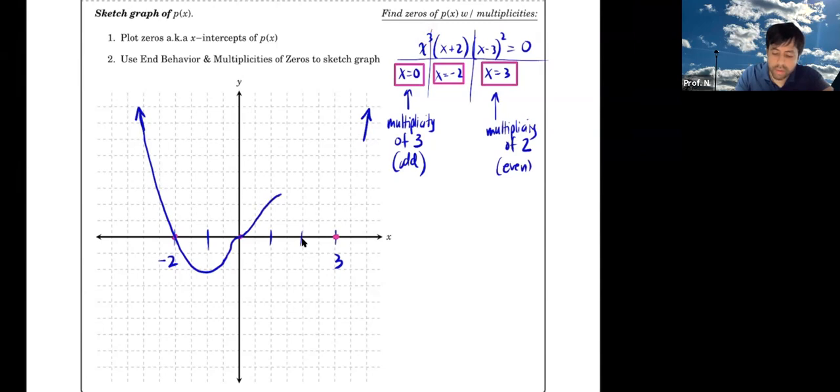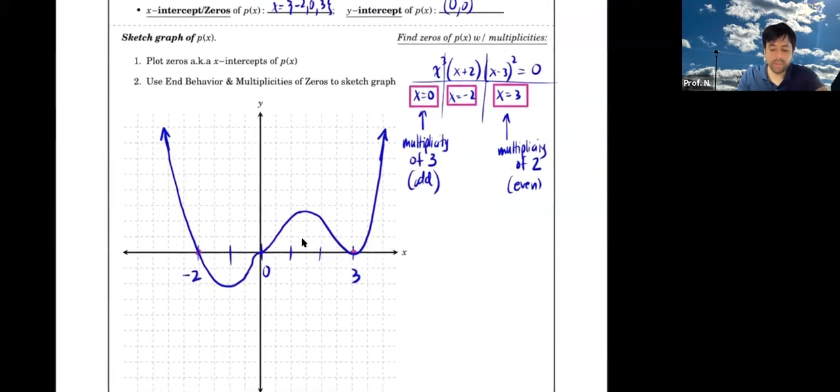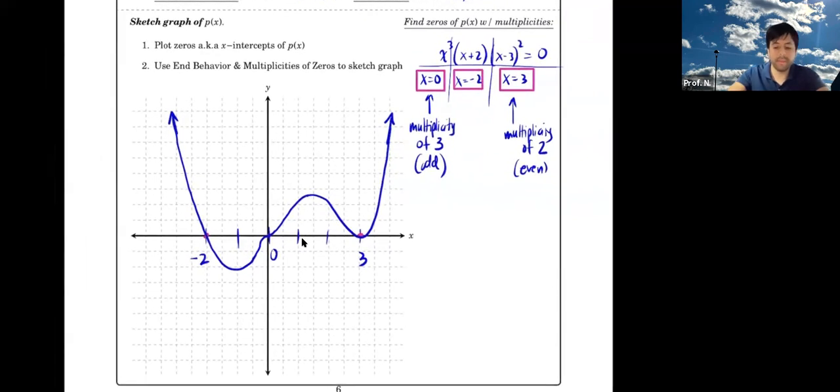But it goes through regardless. Now what happens here at 3? What do we know about 3? The multiplicity is what? Even. So what do we know at even multiplicities? We bounce. And that would be the sketch for this. Okay. I know we kind of sped through this one, but does that make sense? Okay, we're good with this.